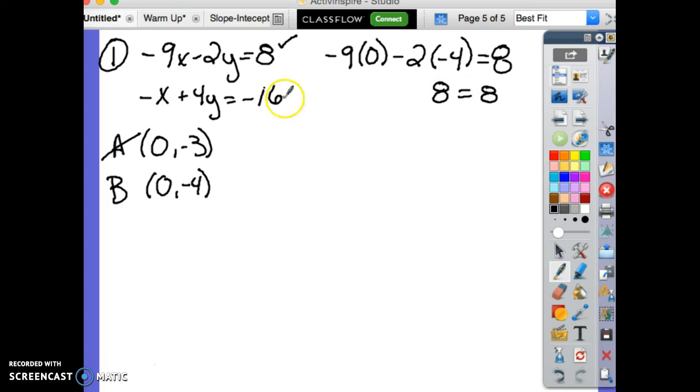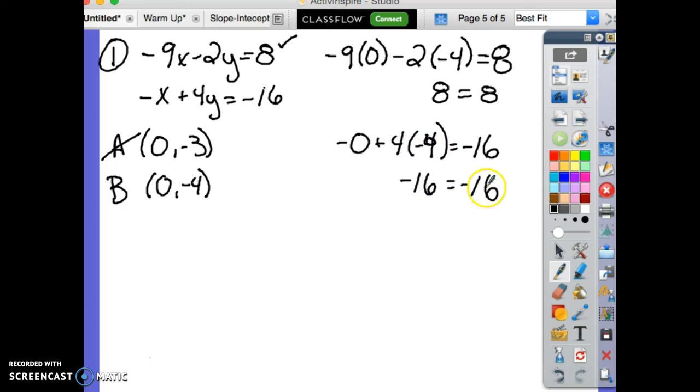So now let's plug it in here to see if it works for this one. So negative 0 plus 4 times negative 4 equals negative 16. Well, negative 0, that's just 0. So 4 times negative 4 is negative 16. That worked here. That worked here. So B is our answer.